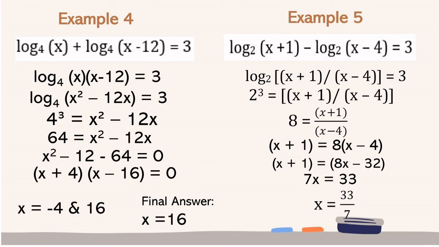2 cubed equals (x plus 1) over (x minus 4), and simplify the exponent: 8 equals (x plus 1) over (x minus 4). Then cross multiply the equation, we get x plus 1 equals 8 times (x minus 4). x plus 1 equals 8x minus 32. Transpose and combine like terms. We have 7x is equal to 33. Divide both sides by 7, and our x is 33 over 7.